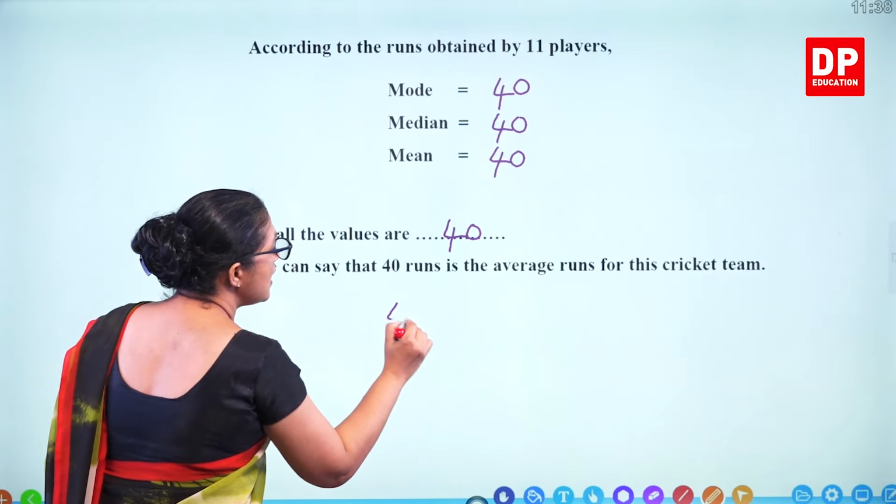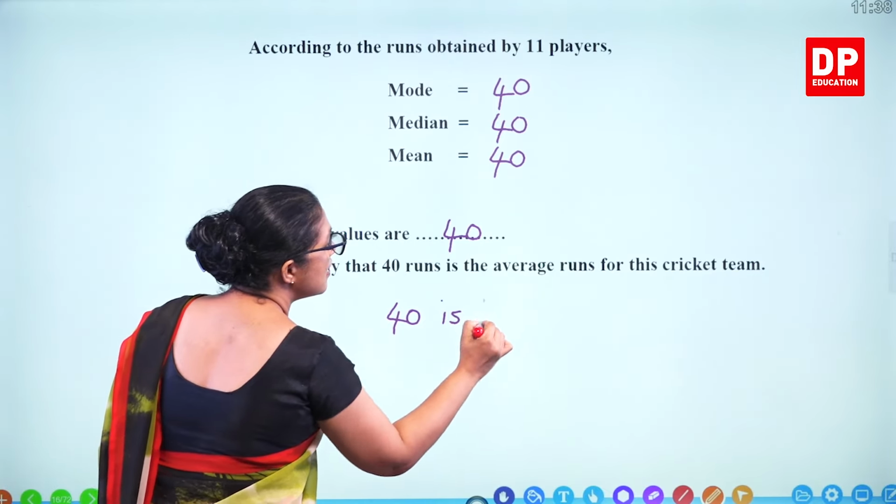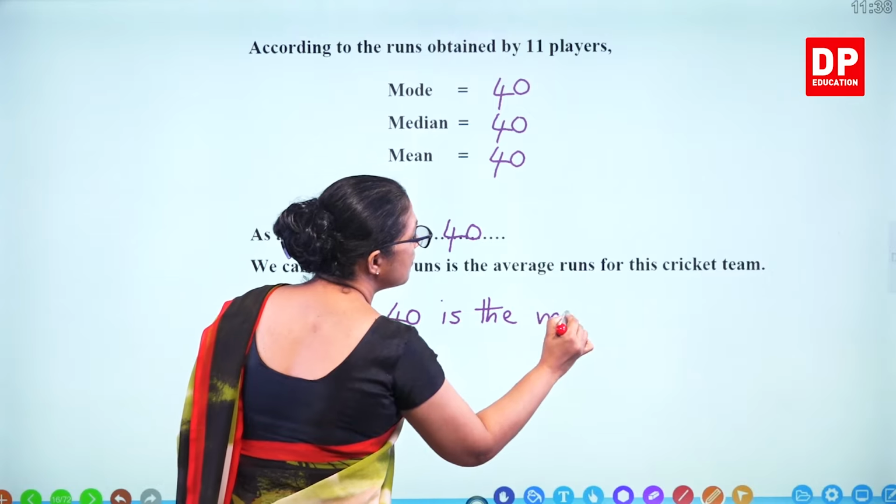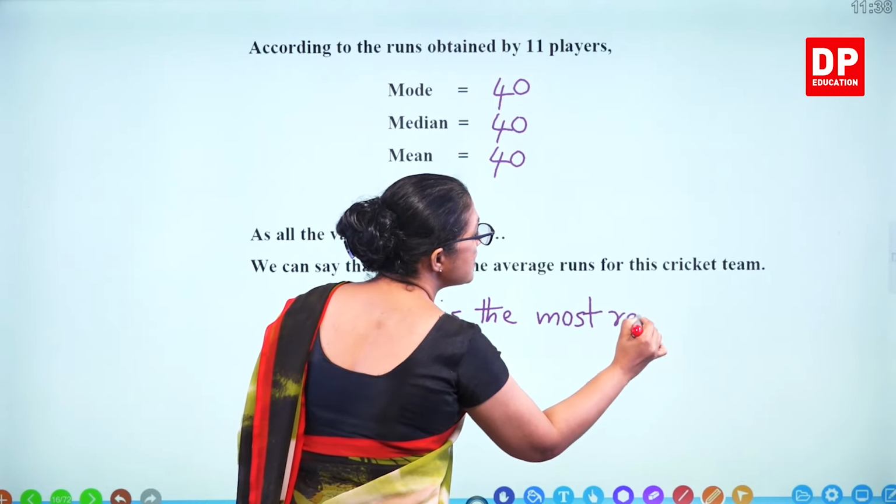So 40 is the most representative number.